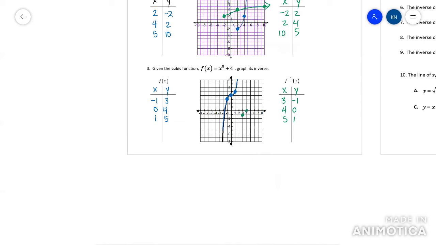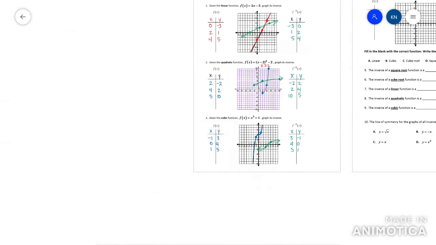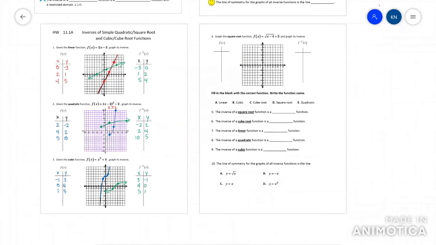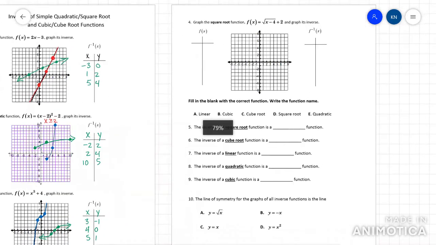Connect the dots. And this one's going to be a cube root function. So it looks just like a cubic. It's just more horizontal-ish like this. There we go. Okay. Last one, graphing, and then we'll answer some of those questions, and then we'll call it.